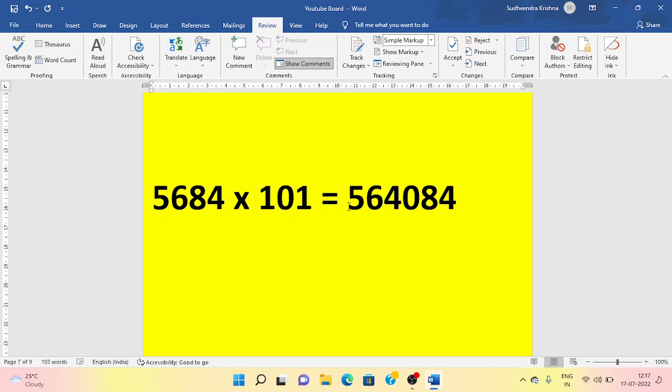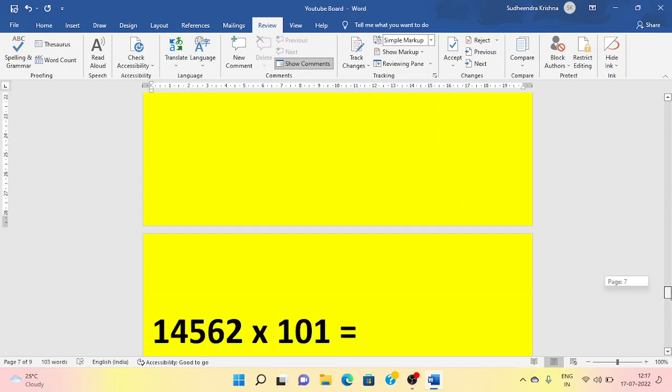On the left side of 4, you have 6. 6 plus 1 carry over will give you 7. So this is the required answer. So 5,684 into 101 is equal to 5,74,084. It's as simple as this.